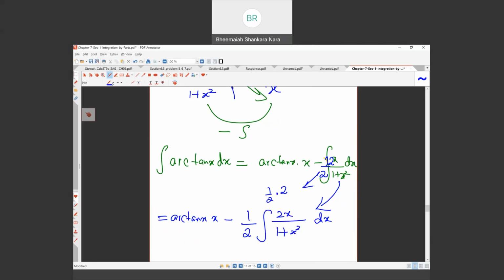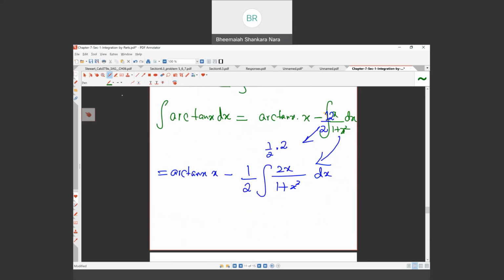I do this because I identify the second integral as a natural log formula. Look at this denominator term carefully, 1 plus x squared. If 1 plus x squared is u, let's differentiate. This is 2x dx, this is du. If the numerator in the problem is the exact differential of the denominator, all you do is that the integral will be natural log of the denominator, 1 plus x squared. That's the reason I multiplied and divided by 2.